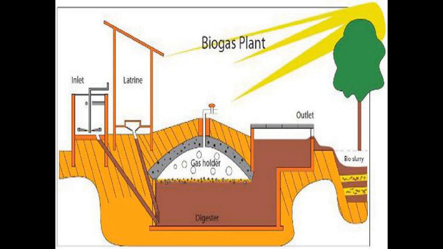Now, the slurry which is left behind is used as manure in the farms, as a source of good nutrients like nitrogen and phosphorus. So I hope you are clear with the biogas plant and its working, children.